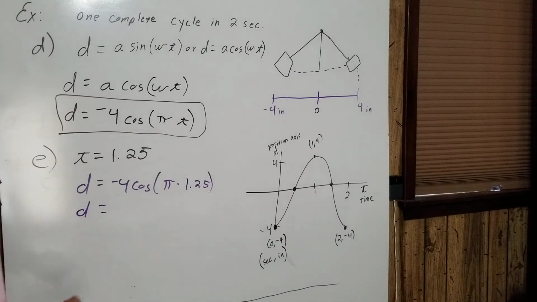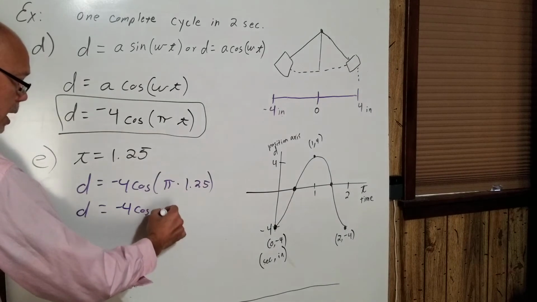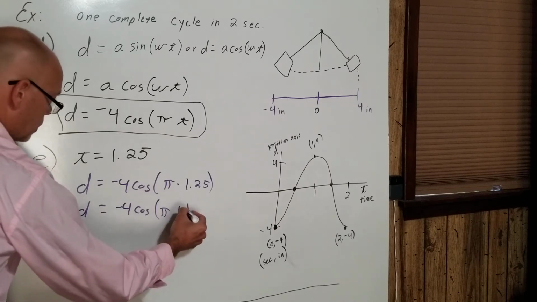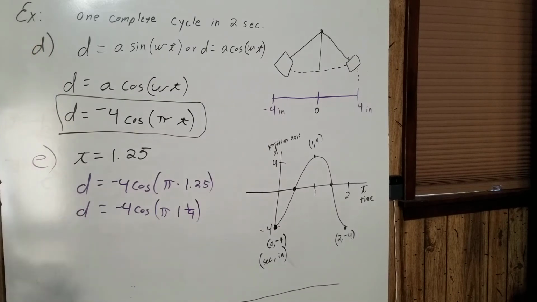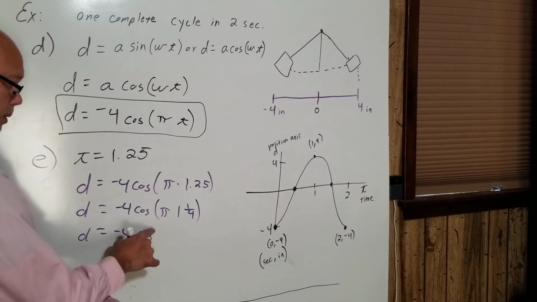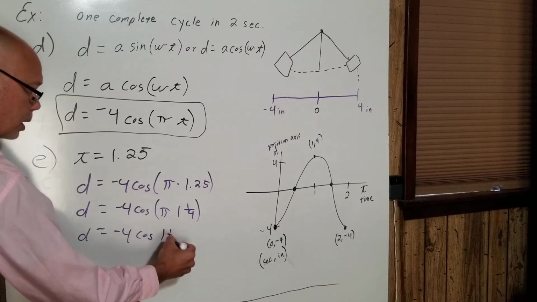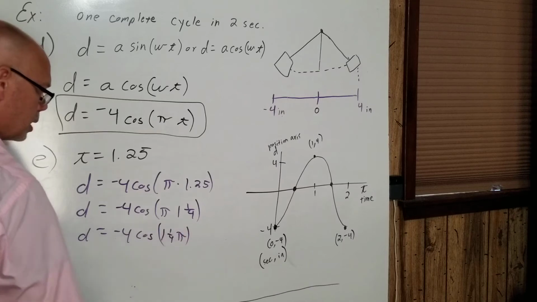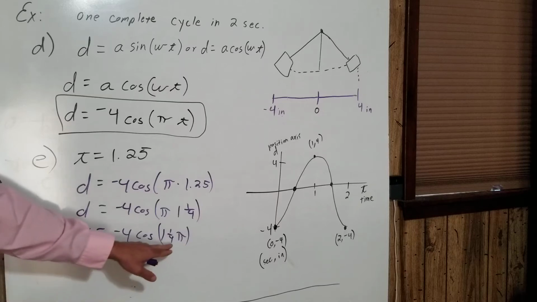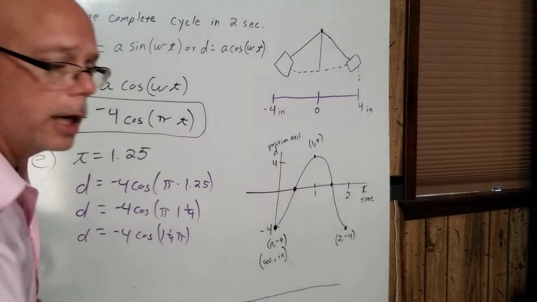Alright, so D is equal to -4 times the cosine of pi times, what's 1.25? Isn't that 1.5? I'm sorry, 1.25, not 1.5. So D will equal -4 times the cosine of 1 1/4 times pi. I could call that 5/4 pi if I wanted to. It doesn't really matter. Alright, let's try to find this now. 1 1/4 pi. Where's my cosine function at?